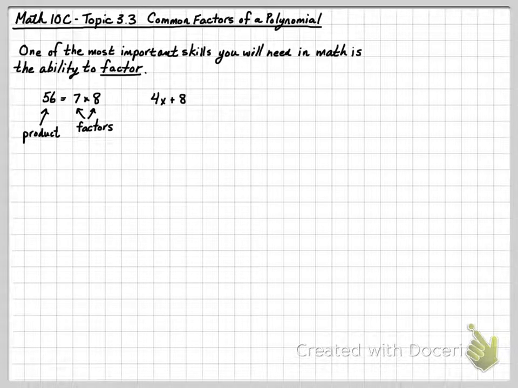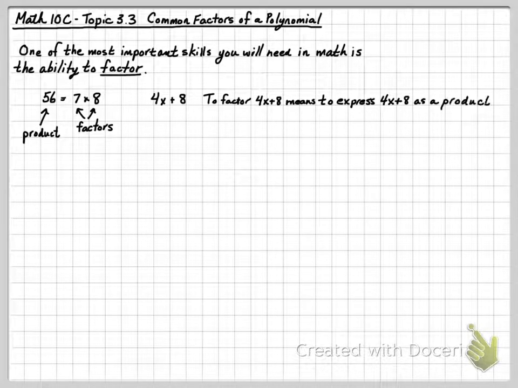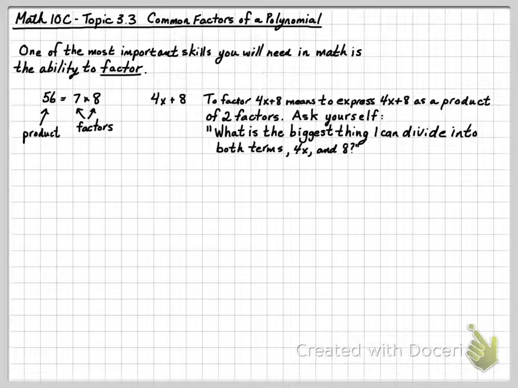If we looked at a polynomial, a binomial like 4x plus 8, two terms, to factor 4x plus 8 means to express 4x plus 8 as a product of two different factors. What we need to ask ourselves is, what is the biggest thing I can divide into both terms of this binomial, 4x and 8? And that, of course, is going to be the number 4. 4 can divide into 4x, and 4 can divide into 8.